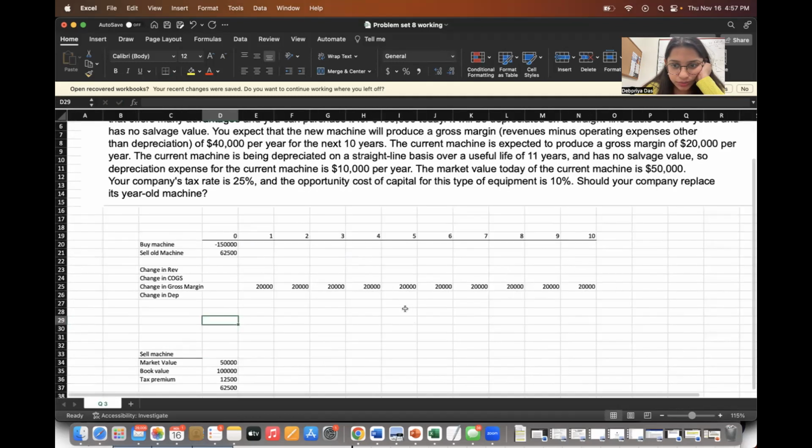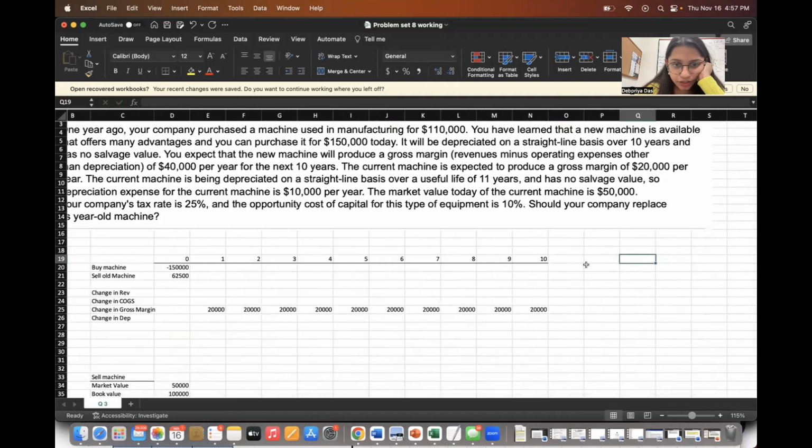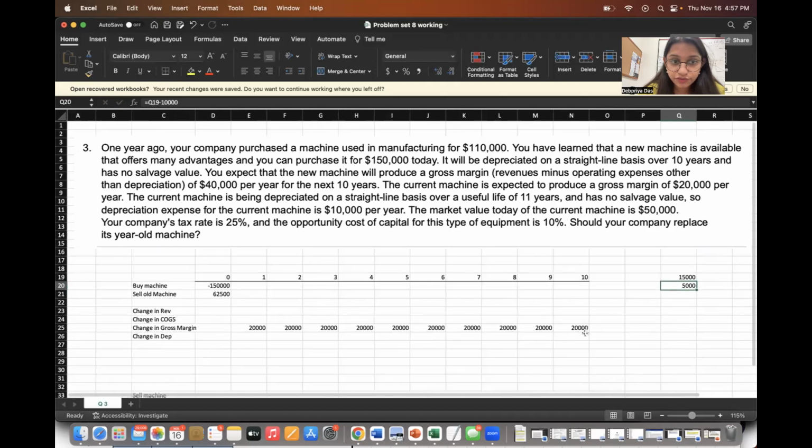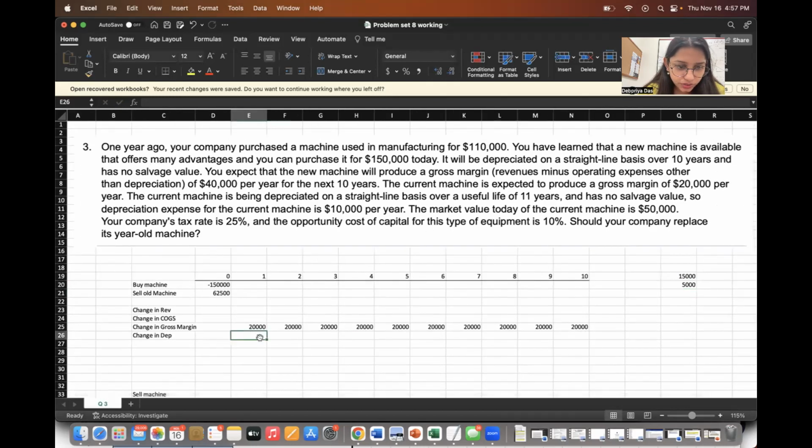So let's do that. So your new machine for 10 years, each year your new machine is going to depreciate by this amount, right? And how much is it different from the old depreciation? So old depreciation was 10,000. It looks like it's gonna have a 5,000 extra depreciation because of your new machine, right? So the change in depreciation is going to be 5,000. Okay.